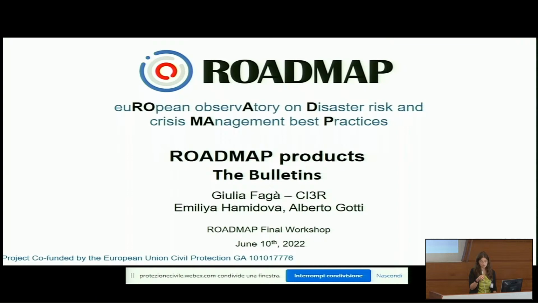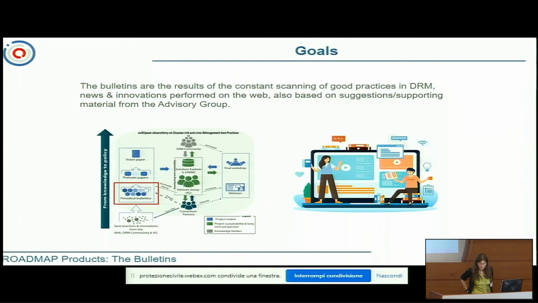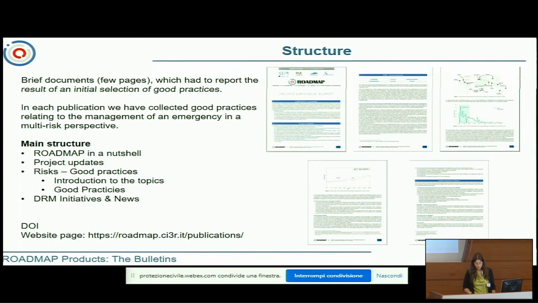One of the main goals of the roadmap project is to collect, analyze, and review good practices, recommendations, lessons learned in disaster risk management. To achieve this goal, various actions have been implemented, in particular for our side with the bulletins. The bulletins, in particular, are the results of the constant scanning of good practices in disaster risk management. The bulletins in the project were conceived as brief documents, a few pages, with a bimonthly publication that are addressed to decision makers, which had to report the results of an initial selection of good practices.